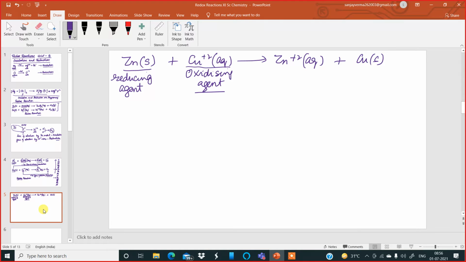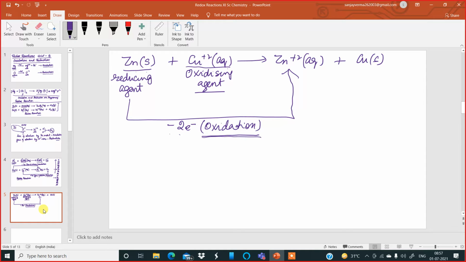Am I clear? Yes, sir. Anybody any question? When zinc metal is becoming zinc ion, it is losing two electrons. The process is oxidation. When zinc metal is losing two electrons, the process here is oxidation.